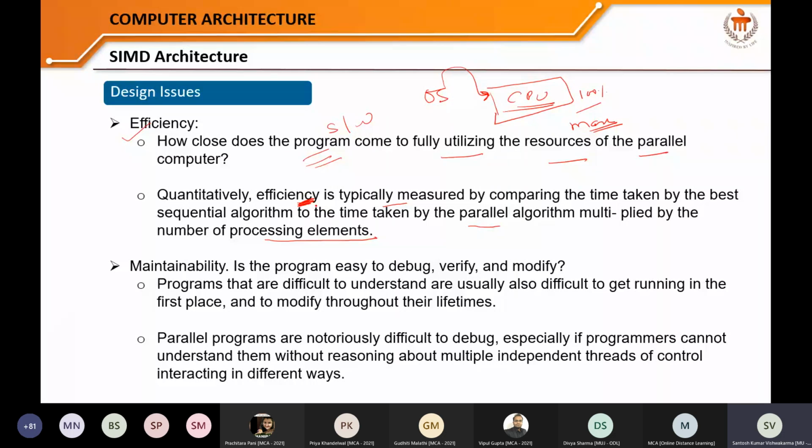Now, the next point is maintainability. Is the program easy to maintain? And what does it mean to maintain? It means it is easy to debug, verify, and modify. Again, why am I talking about programs? Because you must understand the software aspect also. Programs that are difficult to understand are usually also difficult to get running in the first place and to modify over their lifetimes. Parallel programs are difficult to debug if programmers cannot understand them without reasoning about multiple independent threads of control interacting in different ways.